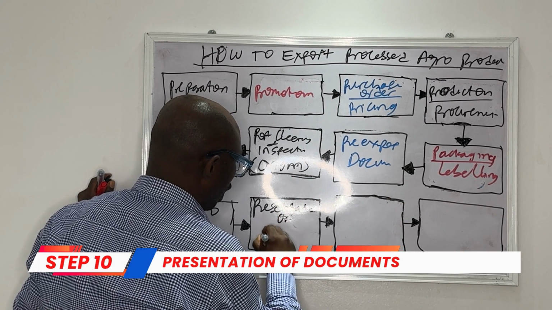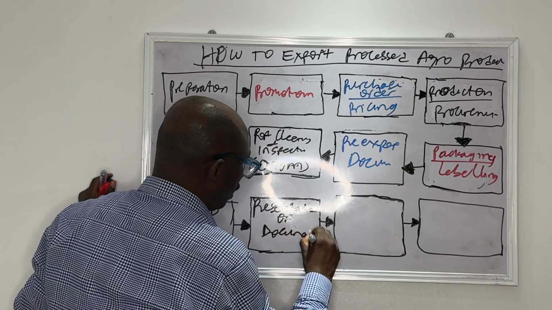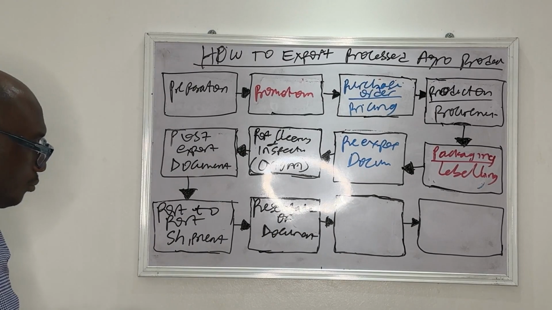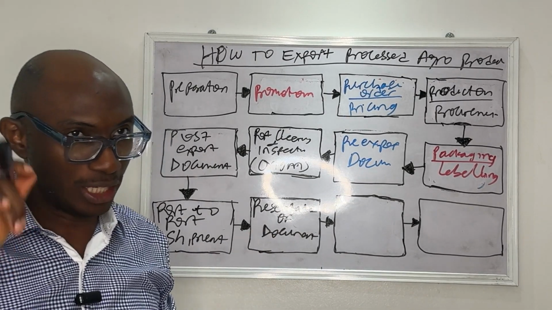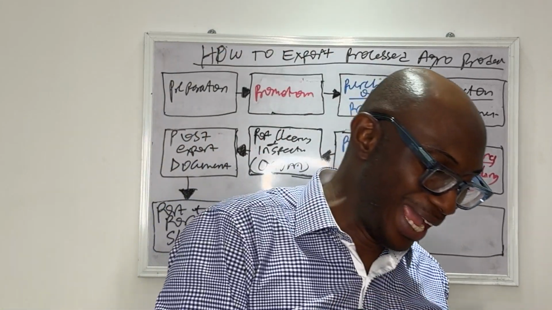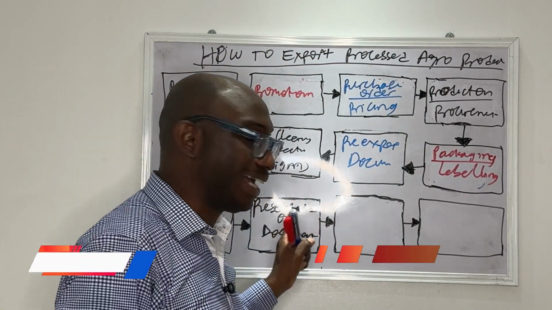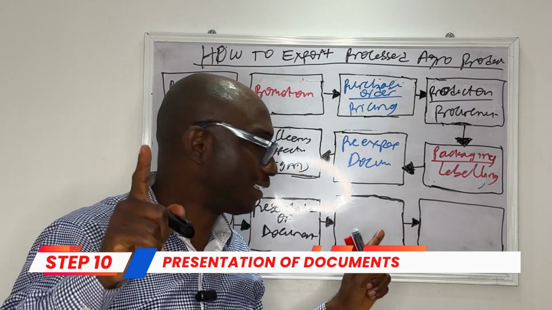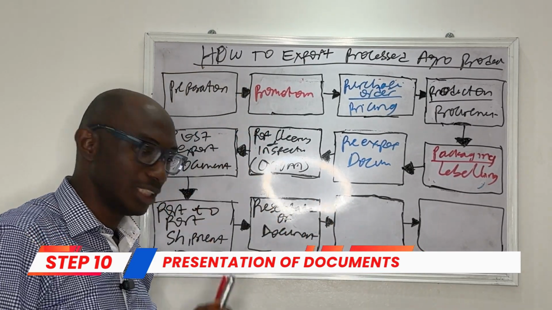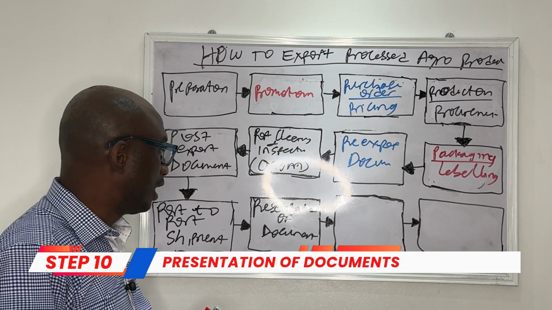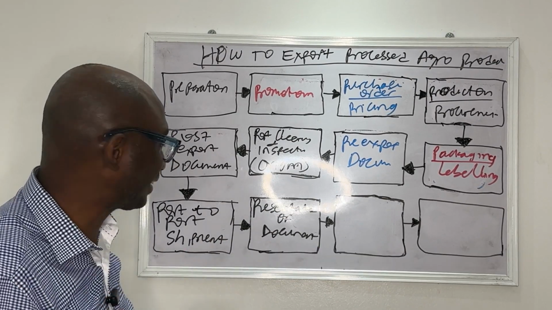Presentation of document. He sends this document to the buyer or the buyer's bank. Like I said, the buyer, if it's open account or advance payment, or the buyer's bank, if it is letter of credit or bill for collection. Remember, we're exporting raw or processed cashew nut.